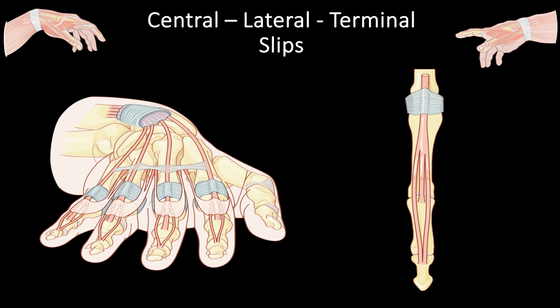Finally, at the distal end, there is a sophisticated system of slips, with a central slip inserting onto the base of the second phalanx P2 and two lateral slips that encircle the proximal interphalangeal joint, merging into a terminal slip at the base of the third phalanx P3.